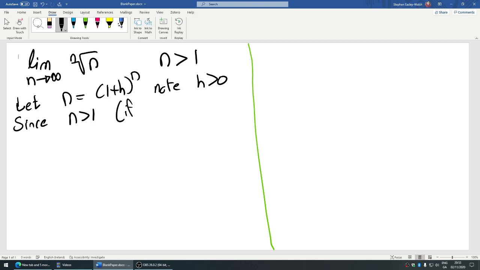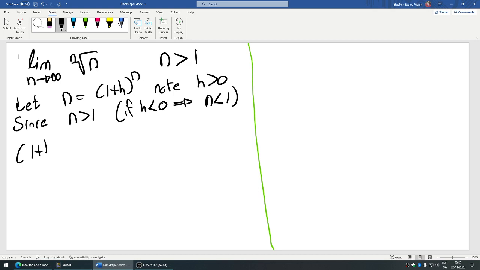because if h was negative, then that would mean you'd have a number less than 1 to the power of something large. It'd be even more less than 1. So if h was negative, that would mean n is less than 1, so that's not what we want.